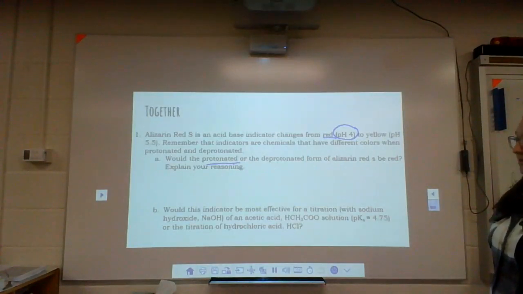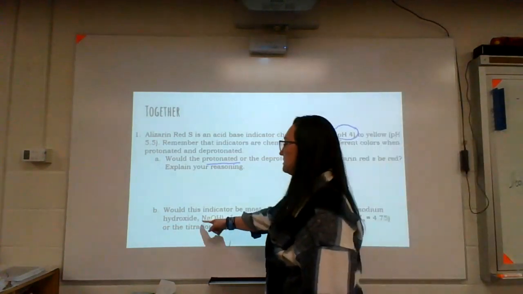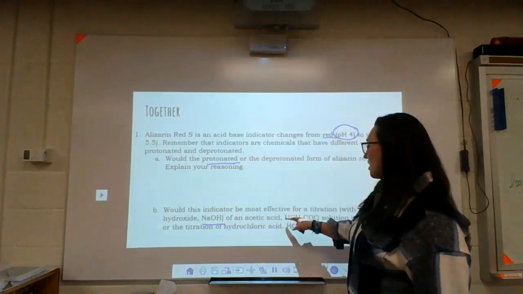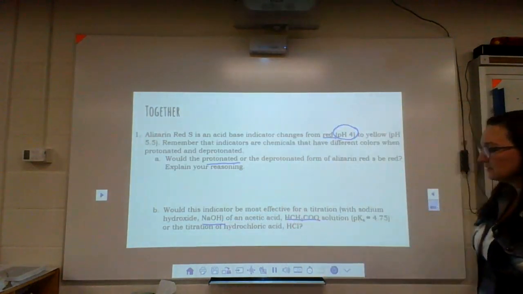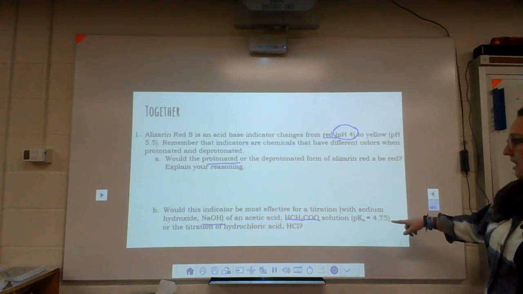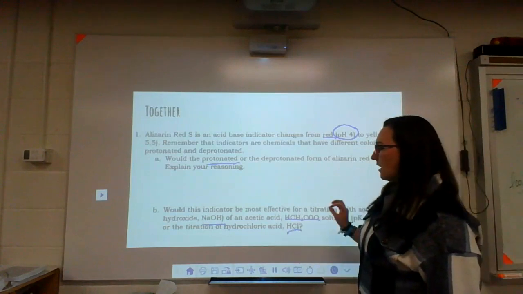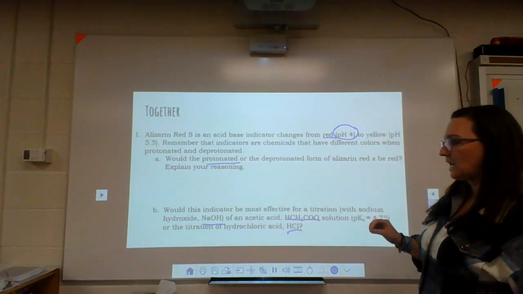Part B asks whether this indicator would be most effective for a titration with sodium hydroxide of acetic acid, which has a pKa of 4.75, or the titration of hydrochloric acid, HCl. Well, NaOH is a strong base. If I have a strong base and a weak acid, I'm going to end up with, I'm going to leave this one for a second. Let's talk about HCl. So NaOH and HCl.